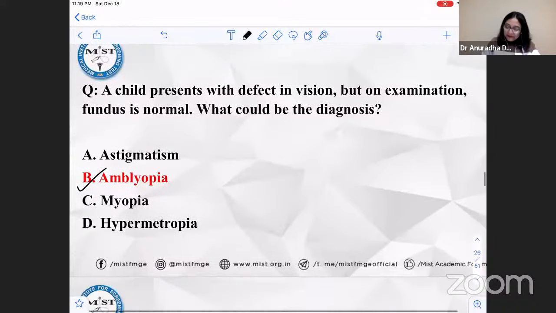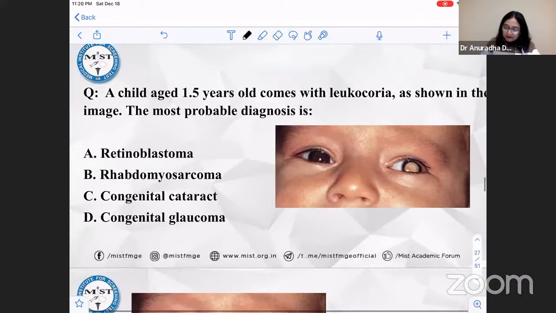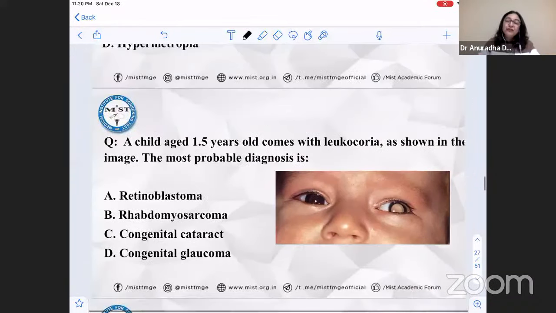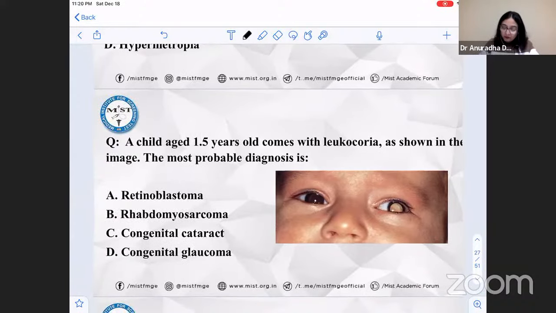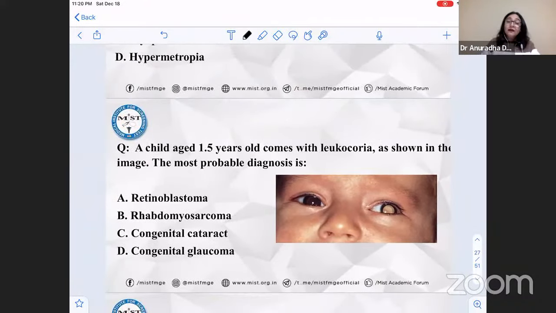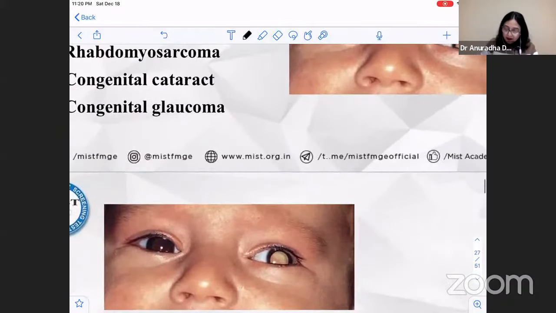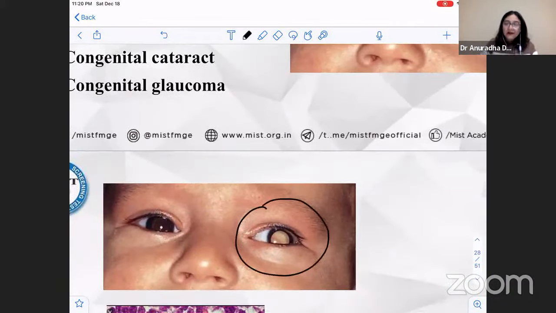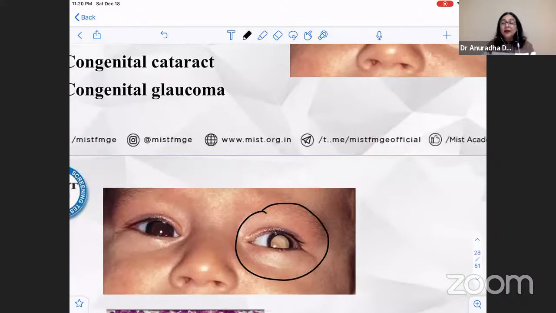So let's move ahead. Another clinical case-based scenario with an image: a child aged 1.5 years comes with leukocoria as shown in the image. The most probable diagnosis is retinoblastoma, rhabdomyosarcoma, congenital cataract, congenital glaucoma. So a child in an age group of 1.5 years with leukocoria. Leukocoria means, as you see over here, a white pupillary reflex. A white pupillary reflex is known as leukocoria.